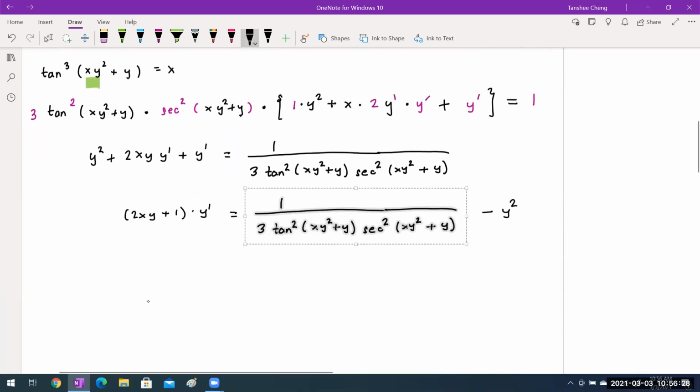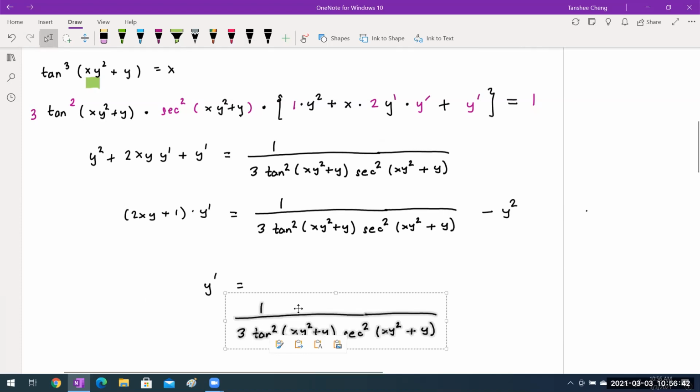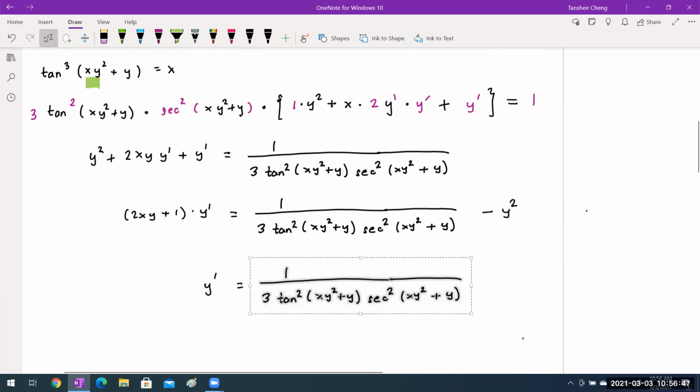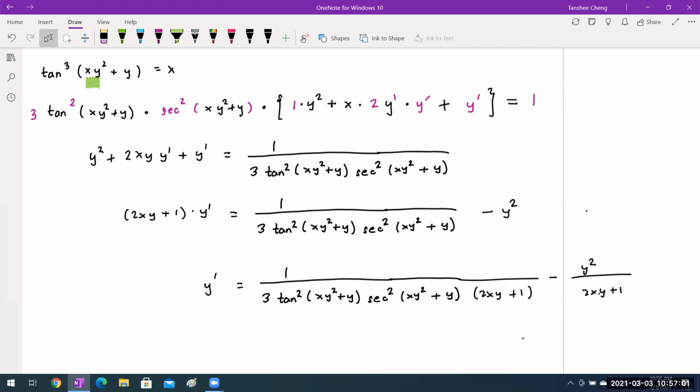Now, finally, what I need to do is what? Divide by this 2xy plus 1 to both sides. Another way of saying is this will become y prime is equal to, I will have this, but in the denominator, since I'm multiplying by reciprocal of that, I will have an extra factor, which is going to be 2xy plus 1 minus y squared over 2xy plus 1. So I divided both sides by this.